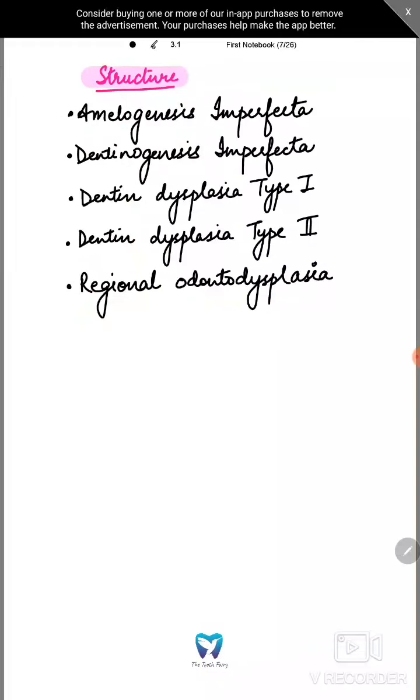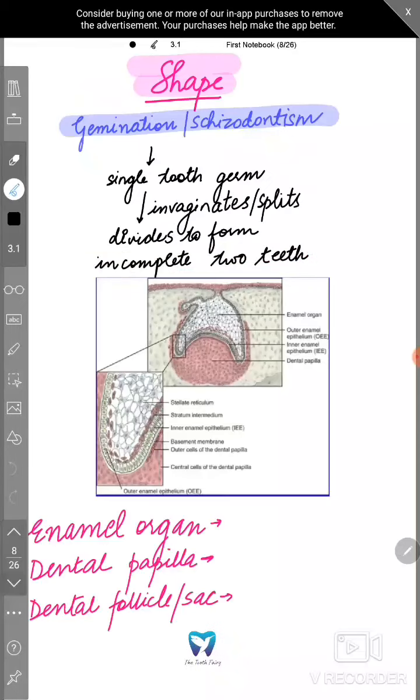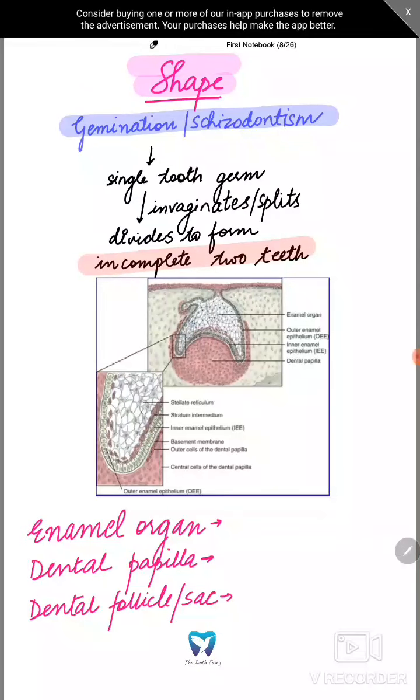And in change in structure, there is amelogenesis imperfecta, dentinogenesis imperfecta, dentine dysplasia type 1, type 2 and regional odontodysplasia. A question can come on any of these. In today's lecture we are going to discuss the alterations in shape: gemination, fusion and concrescence.